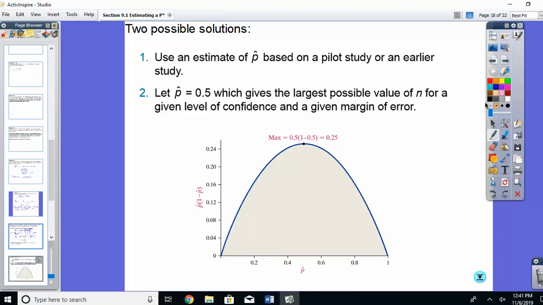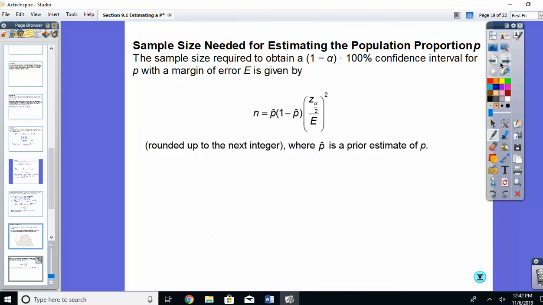So if I'm trying to estimate the effect of some new online learning program on your grades in class, then I would have to have an earlier version of the learning program and have results from it. Or we can let the p hat equal 0.5, which is going to give us the largest possible n we could have. If you just think about normal curves, the largest thing happens in the middle. So that's at our 0.5, and that would give us the largest possibility.